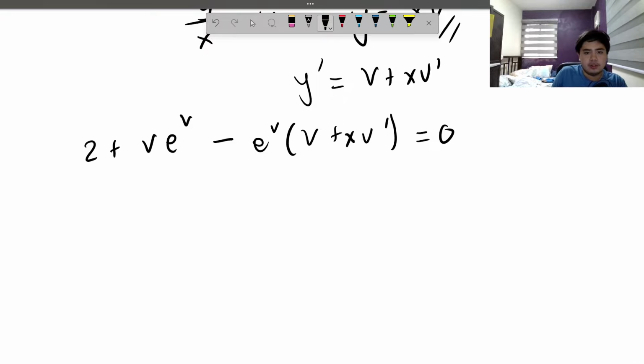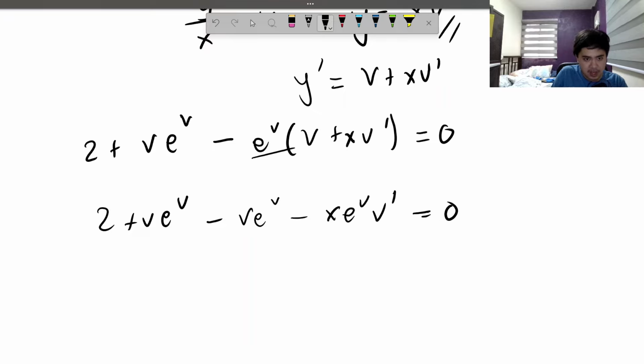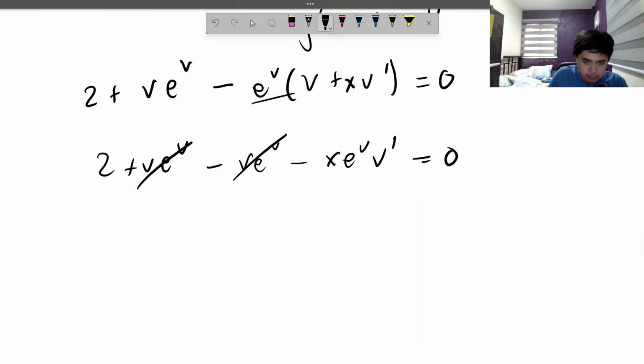Now, let's distribute this to v and xv prime. So 2 plus v e to the v minus v times e to the v is v e to the v minus x e to the v prime. And when you look at that, this and that cancel each other out. So we remain with 2 minus x e to the v prime.